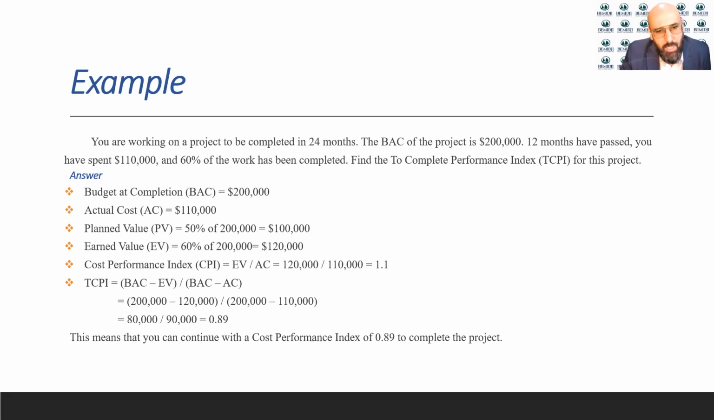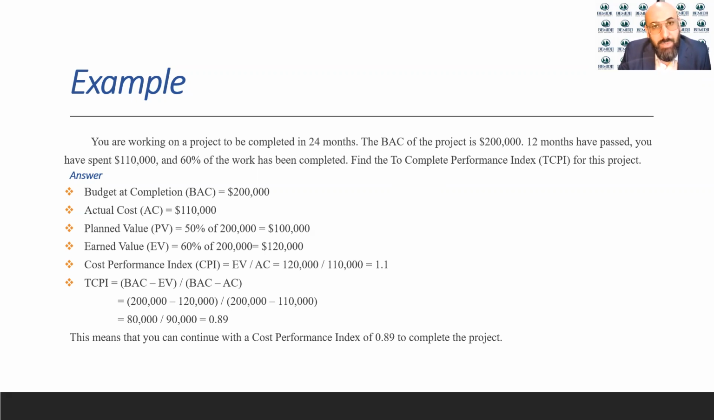So the CPI would be earned value divided by the actual cost, 120 divided by 110, that will give you a CPI of 1.1. So now that's good. We are under budget. However, let's see what would be the future performance for us using the TCPI.